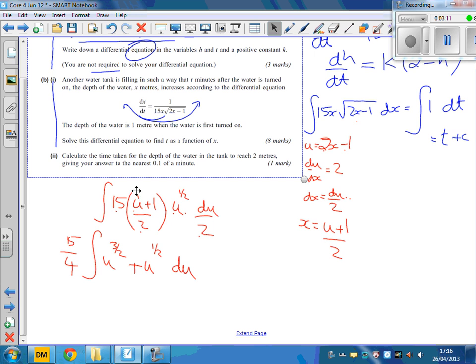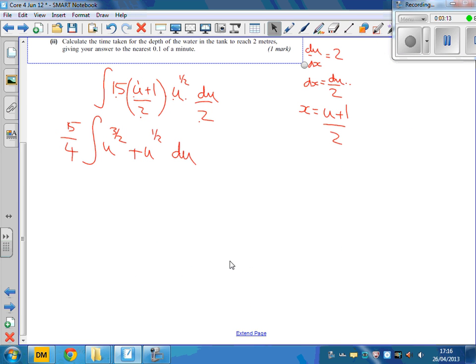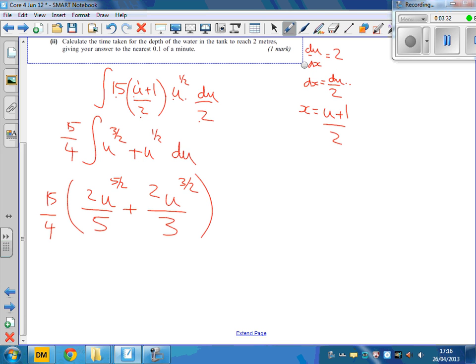Rolling down to now do our integral. Integrating that. Should we stay with red? The u goes to a new power, 5 over 2, but we've got 2/5 of it. This u goes to a 3 over 2, but we've got 2/3 of it. And we've actually got 15 over 4 of all of that, and there we've done our integral. What did it equal on the other side? It equaled t plus c. Let's see if we can find out what that c is.